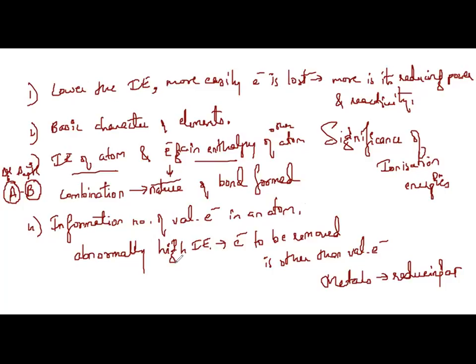If there is an abnormally high ionization energy, then whatever electron you are removing is other than the valence electrons. So this is the significance of ionization energies. A small example to quote this.